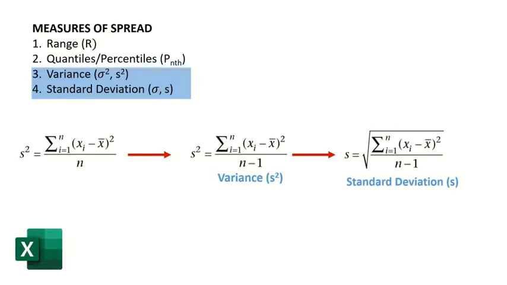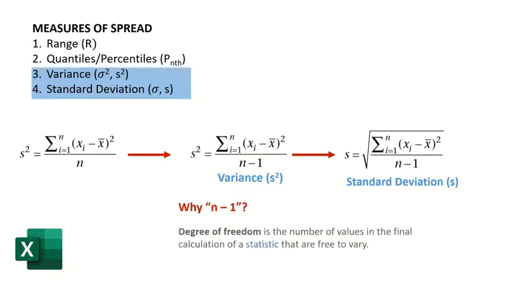So the question is, why should we change n to n minus 1? We need to consider the number of values in the final calculations of the statistic that are free to vary. We call this the degree of freedom. If you have any questions or clarifications as to why we should consider having degrees of freedom for sample statistic calculations, fire them up during our next video teleconference.